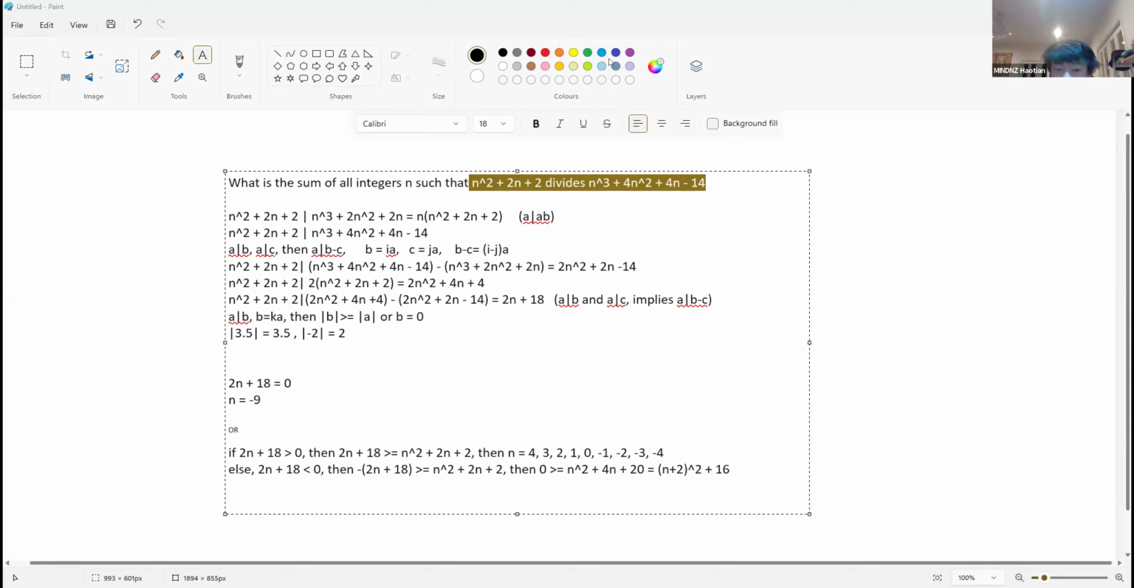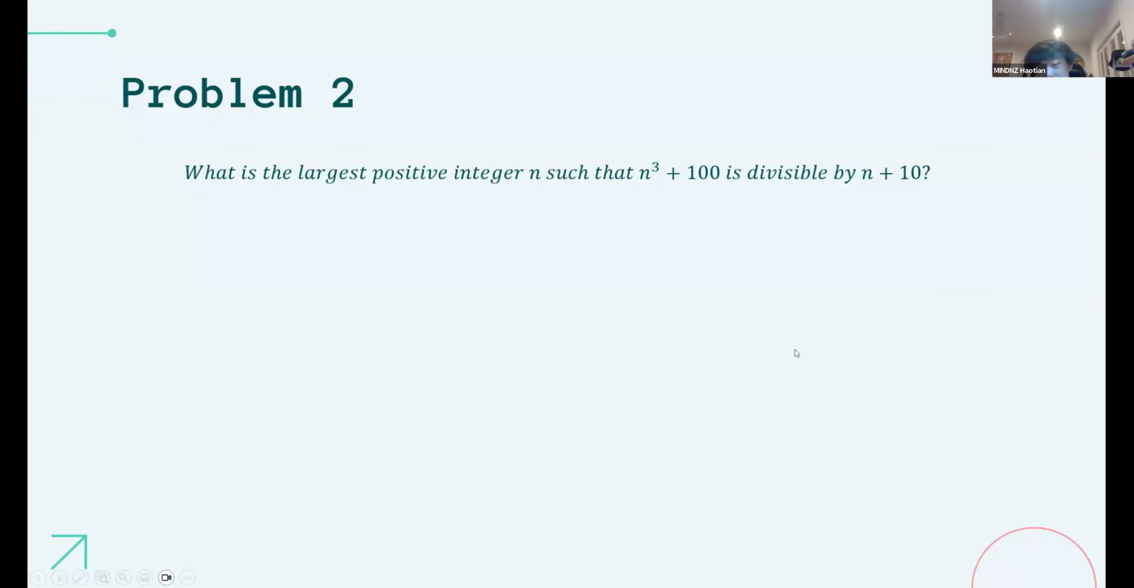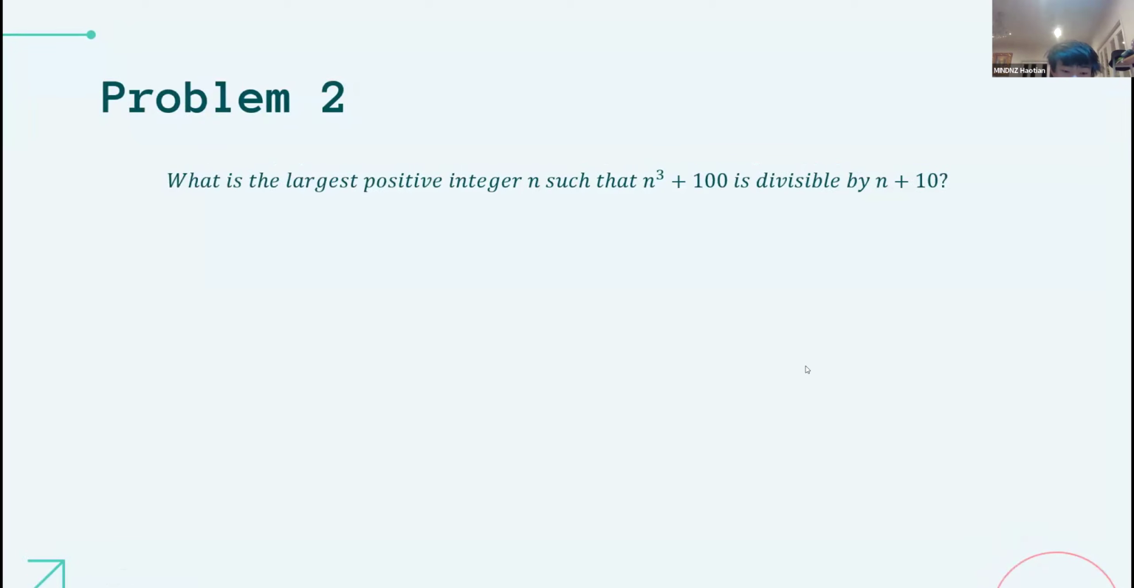Okay, so next problem. What is the largest positive integer n such that n cubed plus 100 is divisible by n plus 10? We'll give you guys 3 minutes to try this.